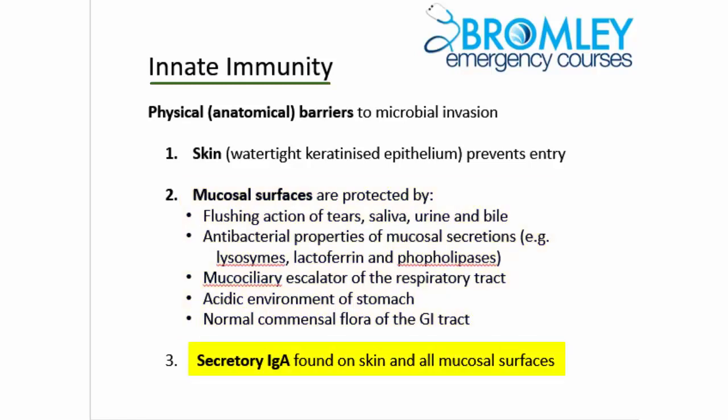Secretory IgA deserves a special mention. It's a type of immunoglobulin which also has a secretory component which prevents its degradation in the mucosal environment, and secretory IgA is found on the skin and on all mucosal surfaces. It is able to recognize invading microorganisms and flag them up to local immune cells, as well as being a weak activator of the complement system, and as such plays a role in initiating the molecular and cellular components of innate immunity.